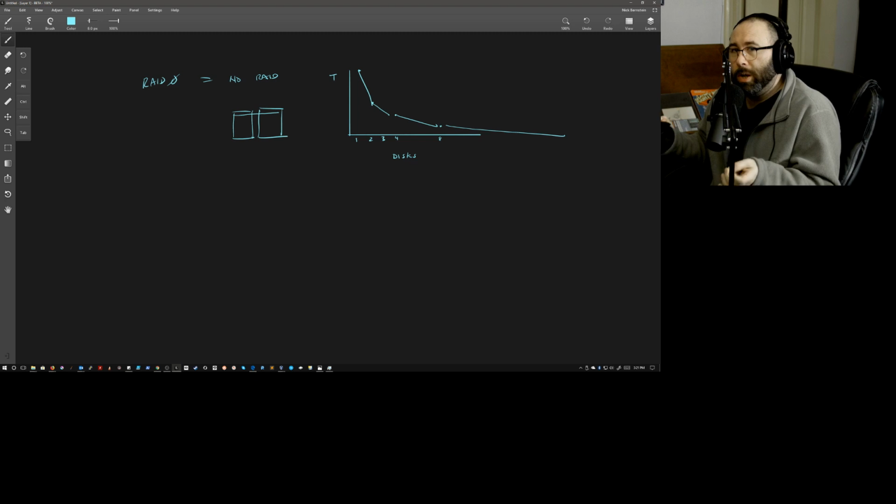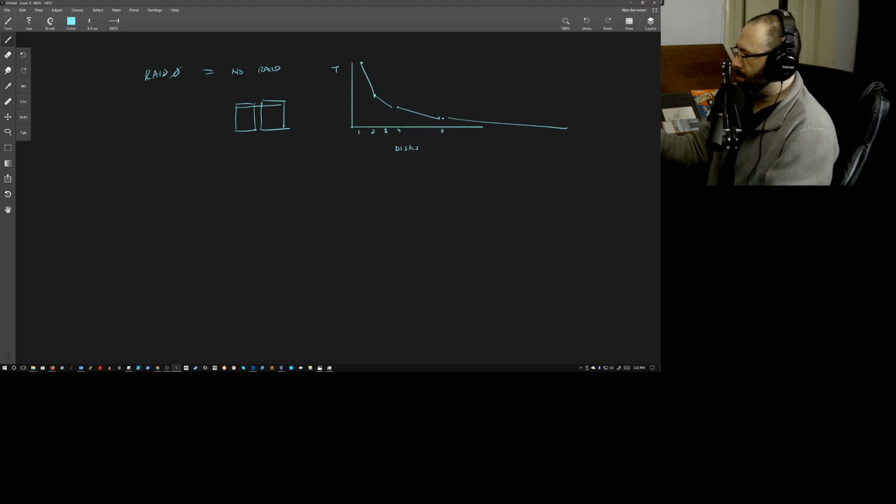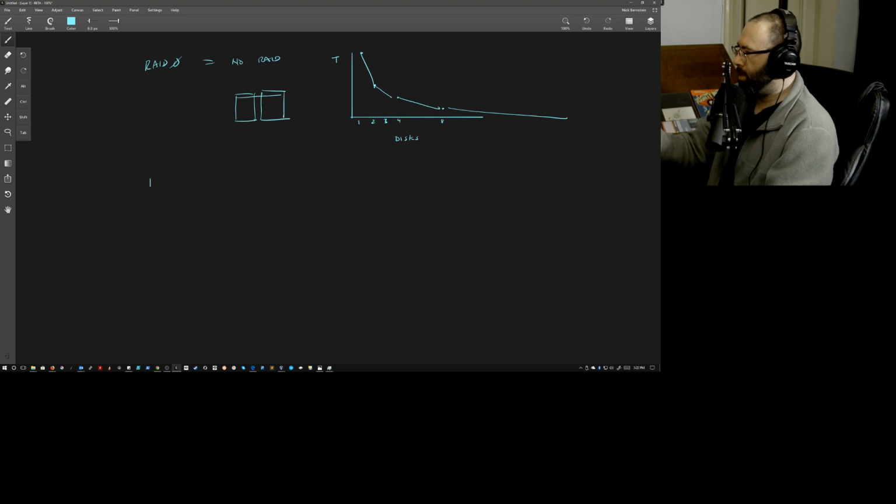That said, there are ways to combine RAID 0 with other types of RAID in order to get protection and performance, which is a cool idea. So that's the starting place. We then have RAID 1.